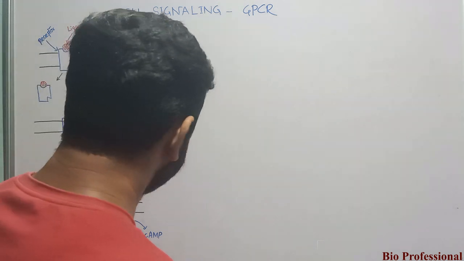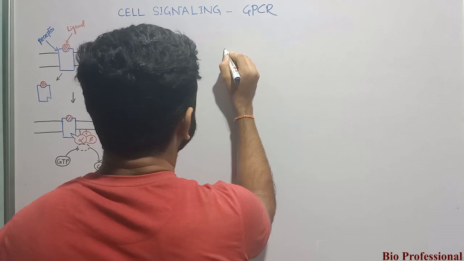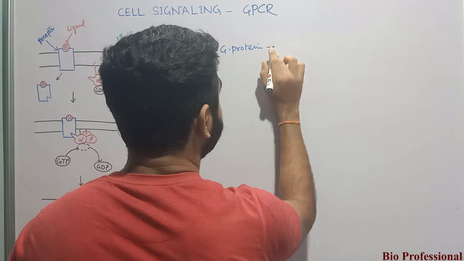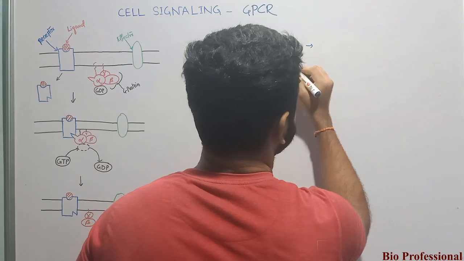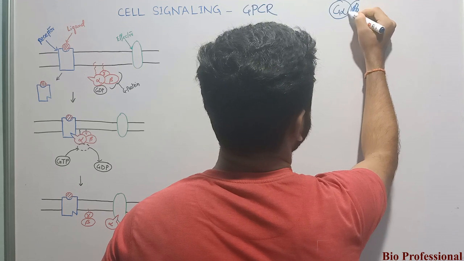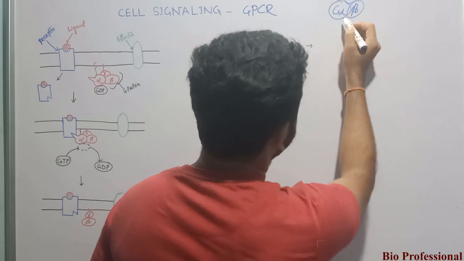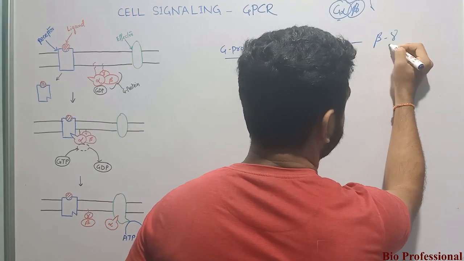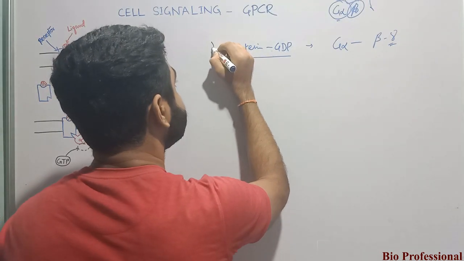this G protein. Here I want to mention one thing: when the G protein is bound to GDP, it has higher affinity. The G protein has three different subunits, as we know: G alpha, G beta and gamma. When this G protein is bound to GDP, G alpha has higher affinity for the beta and gamma subunits. This condition we refer to as the G protein being inactive.